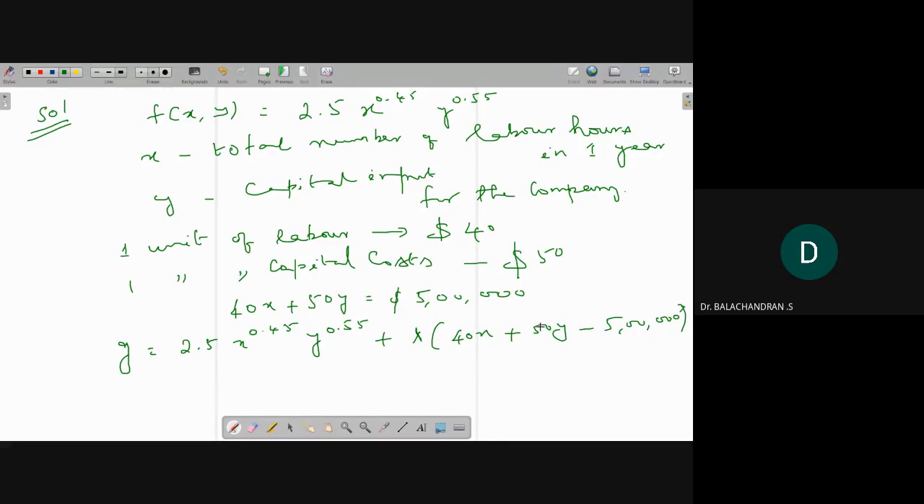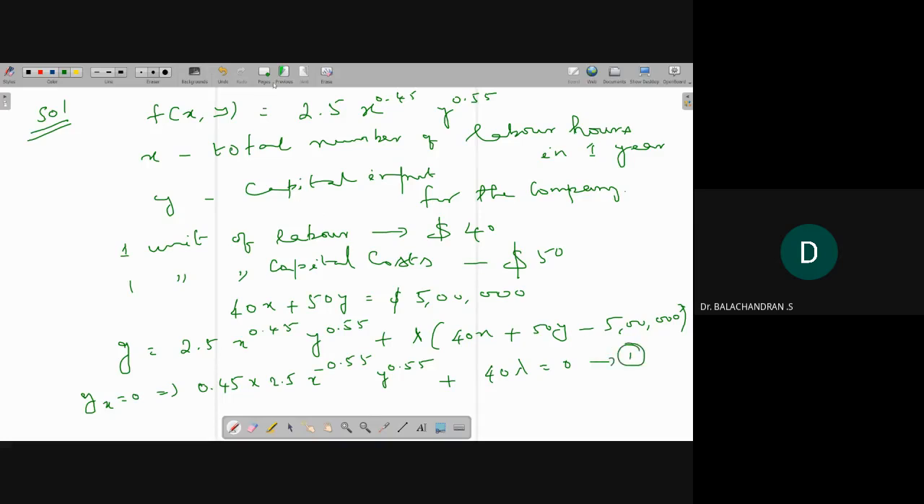So find g x equal to 0, which implies 0.45 into 2.5, I think you can try now, into x power 0.45 minus 1, so x power minus 0.55, y power 0.55 plus 40 lambda equal to 0.